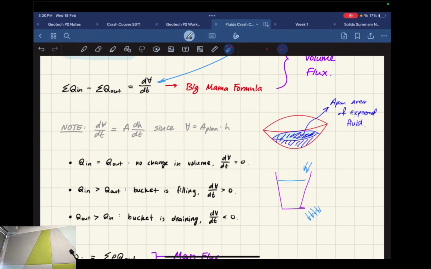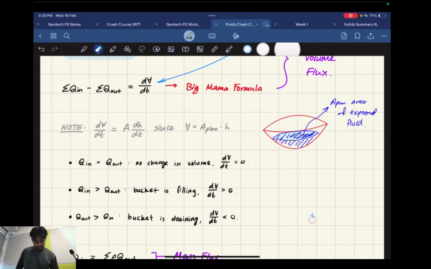In some questions, they don't give you what V actually is. That's our volume of the water. It depends on how big the area is. So I'm drawing a quick demonstration of what dV on dt might actually look like. This is another formula for dV on dt.